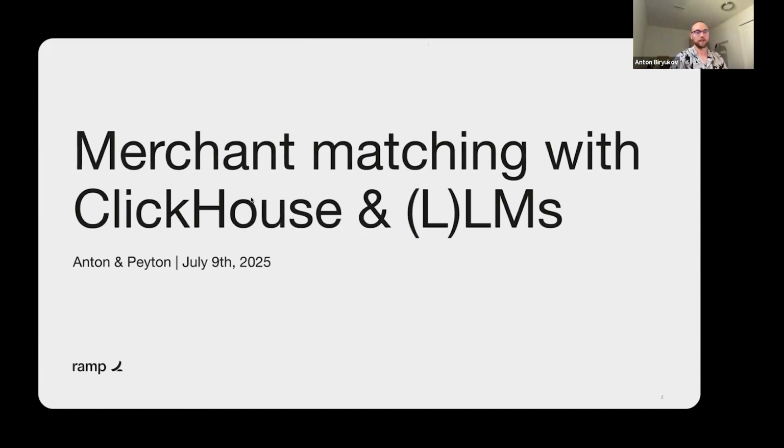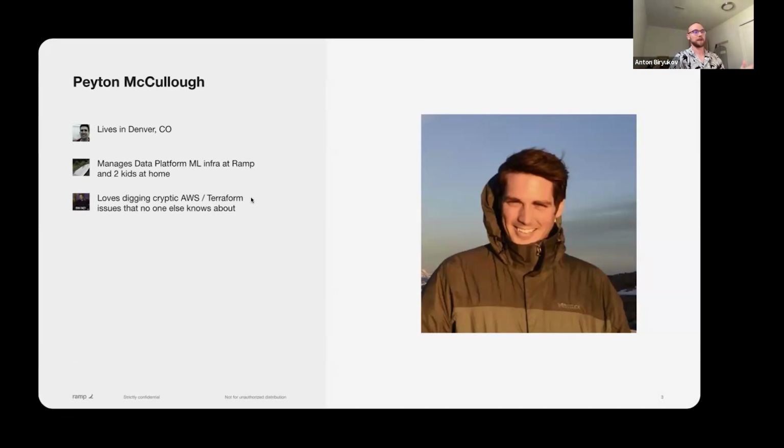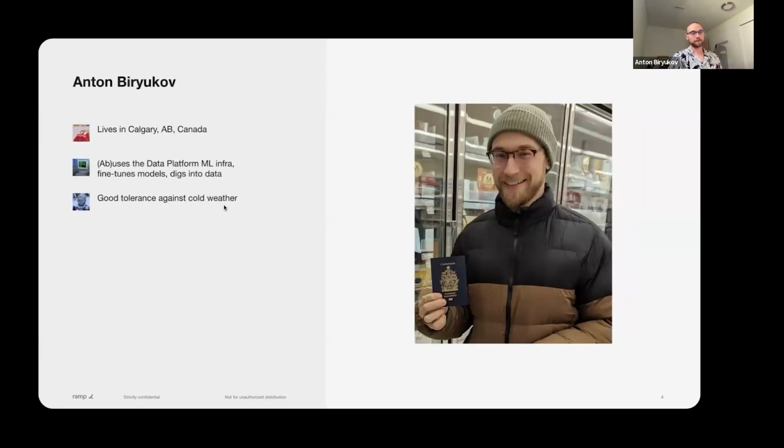And since we're not in the room today, I feel like I need to probably introduce ourselves a little more. So here's Peyton. Peyton lives in Denver. He manages data platform machine learning infrastructure at Ramp, but also manages two kids at home. A random fact is that he truly enjoys resolving occasionally confusing AWS or Terraform issues that may scare everyone but him. Then about myself, I live in Calgary, Canada.